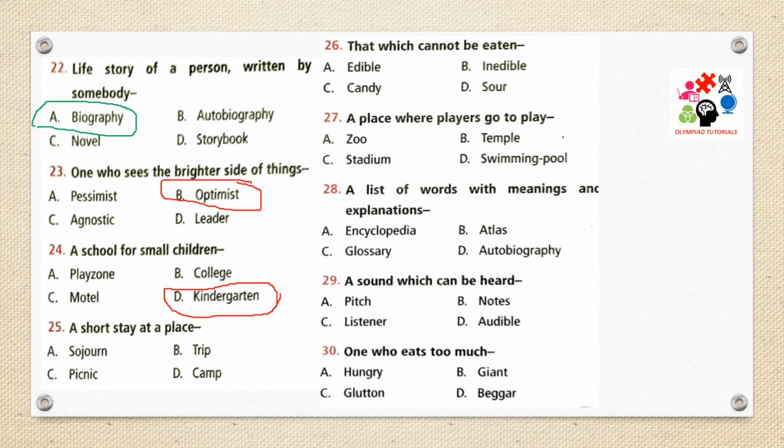Or you can just say KG. KG means kindergarten. Number 25: a short stay at a place. Sojourn, trip, picnic, camp.